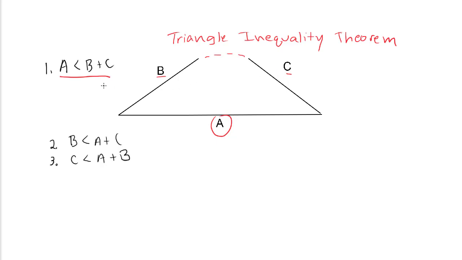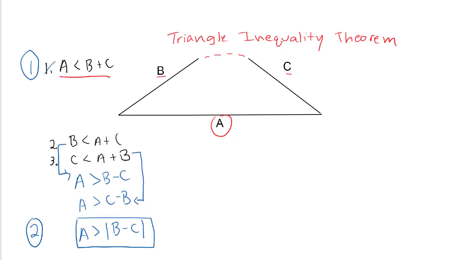So we don't have just one inequality for side A. That's also true for side B. B must be less than the sum of C and A, the other two sides. C must be less than the sum of A and B. So I can put together three inequalities and solve for the missing sides that would work for my triangle, given some sides already in the problem.